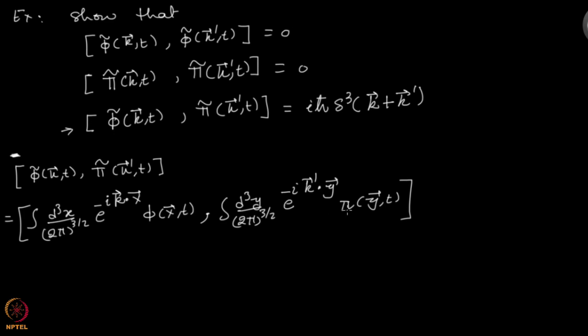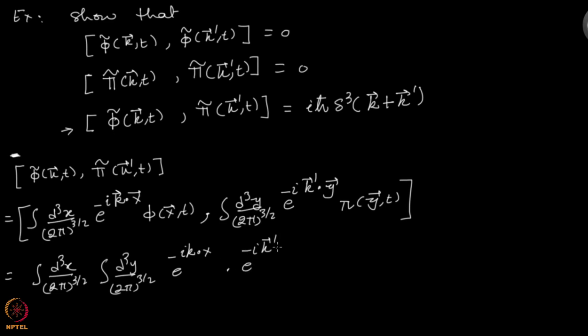Other than the phi and the pi, which are operators here, everything else is just numbers and summation, so that can come out, and you get integral d cube x, integral d cube y, 1 over 2 pi to the 3 halves, 2 pi to the 3 halves, and then you have e to the minus i k dot x, times e to the minus i k prime dot y, and then the commutation relation gives you i h bar delta cube x minus y, right? The commutation of phi and pi.